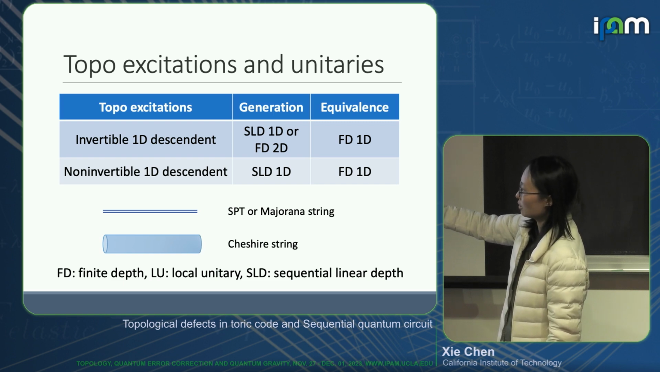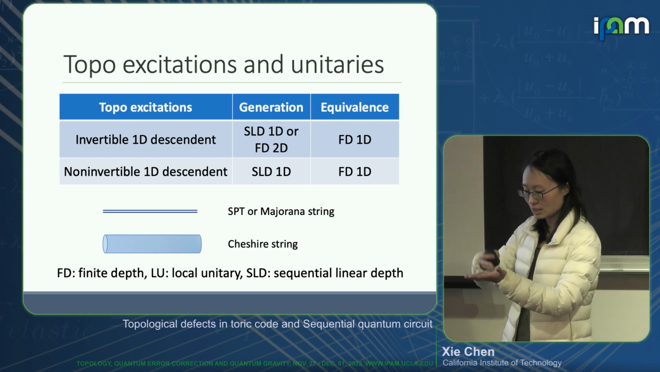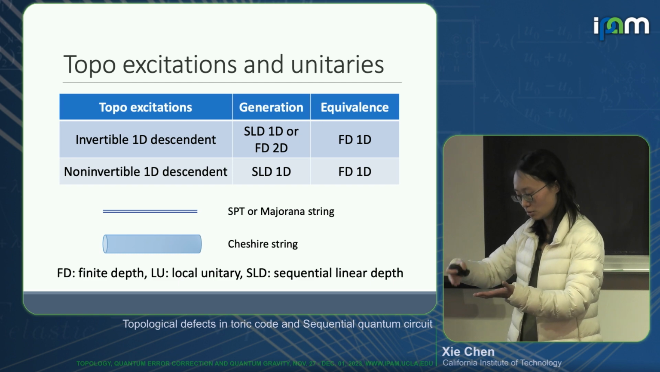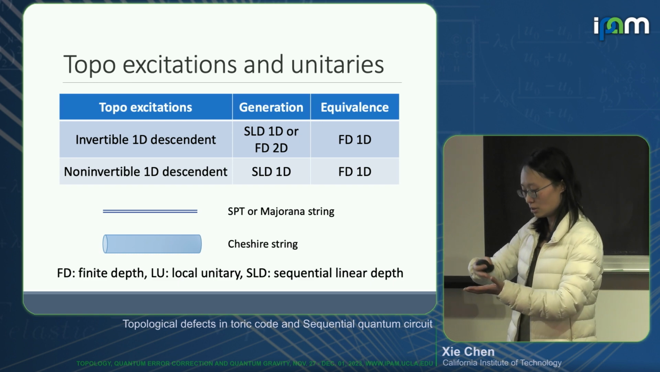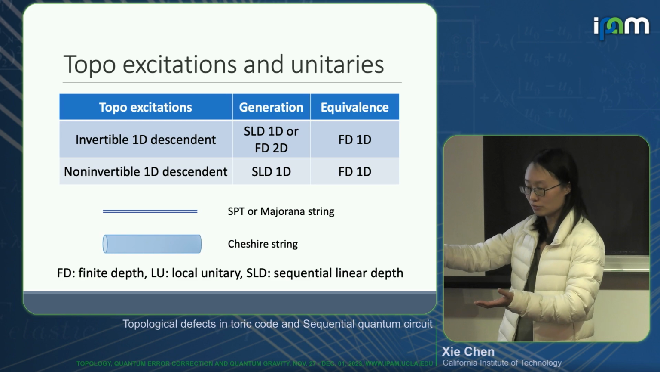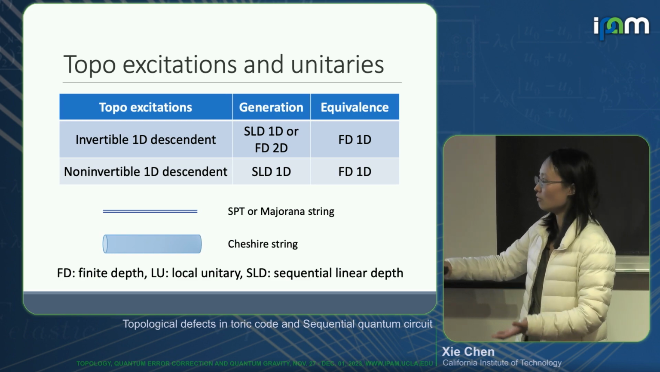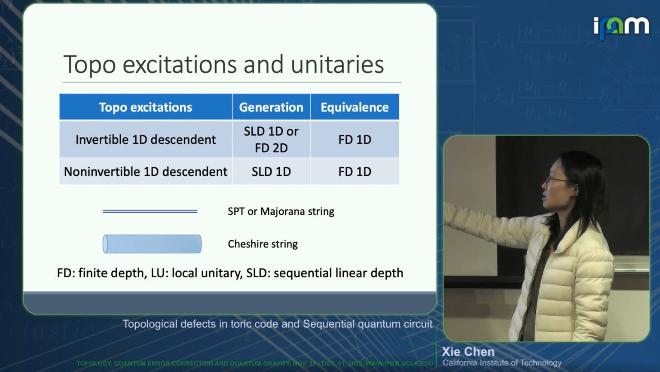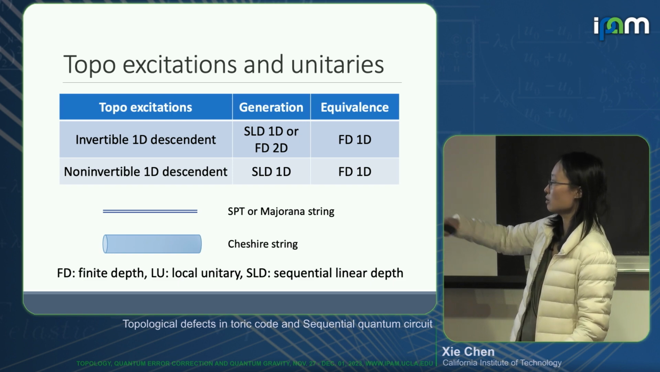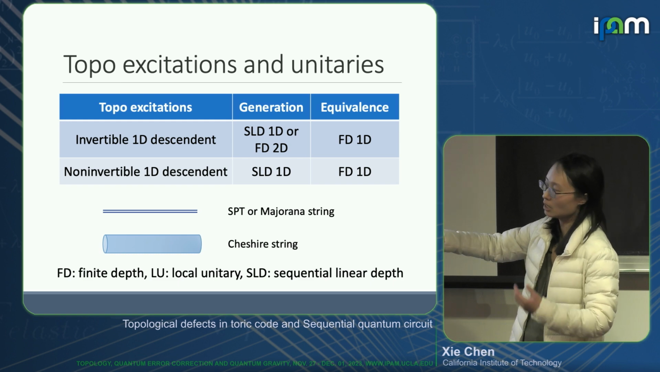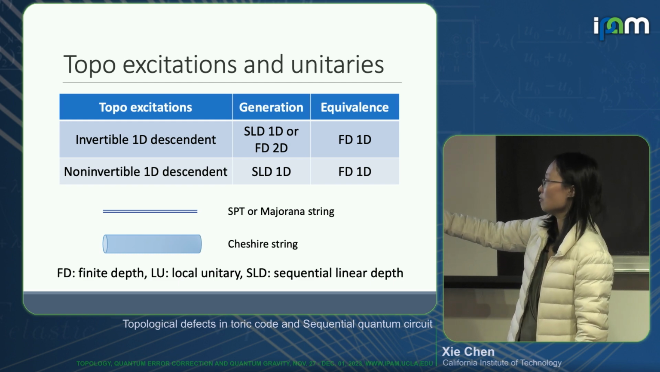So let me explain the terminology a little bit. Non-invertible means that because C times C is equal to 2C, it's not equal to identity, so they don't have an inverse. So these Cheshire strings are called non-invertible defects. And descendant because it's basically a wave function made of the charge excitation. So this is called a descendant defect.